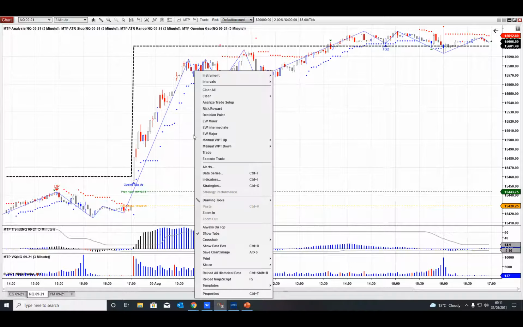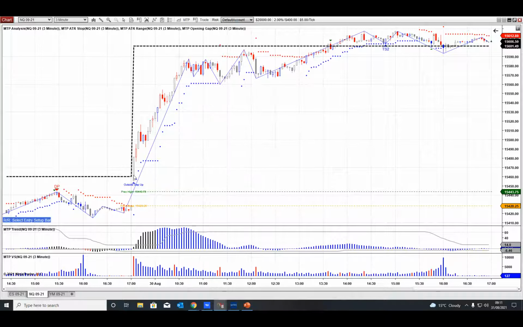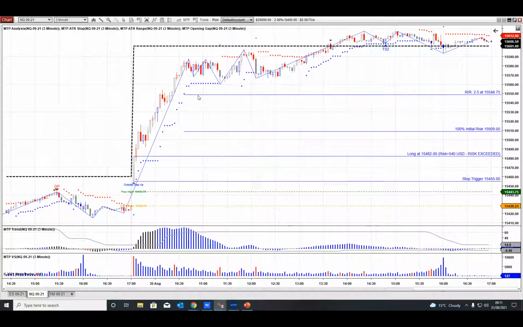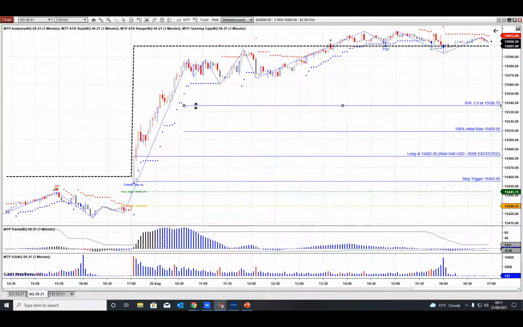So what we can do is build a trade strategy using our manual risk reward tool in and around the first 3-minute bar. We're going to buy on a break above the first 3-minute bar. Our stop, if filled, is going to be below the low of the first 3-minute bar. And then we're looking for a move of about 2R.